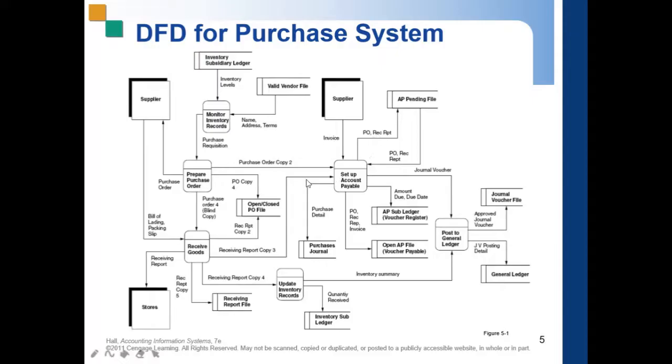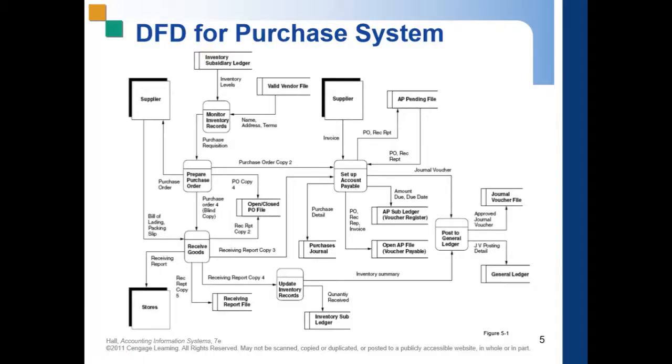earlier, if it has not yet been received, then your PO and your receiving report are kept in your AP pending file. Again, if you don't have the invoice yet, your PO and your receiving report would be stored in your AP pending file. However, if you've already received your invoice, you retrieve your PO and your receiving report again, so that you can set up your accounts payable already.